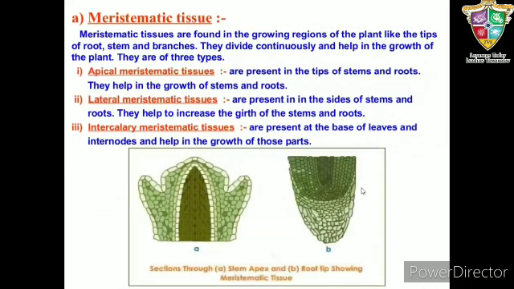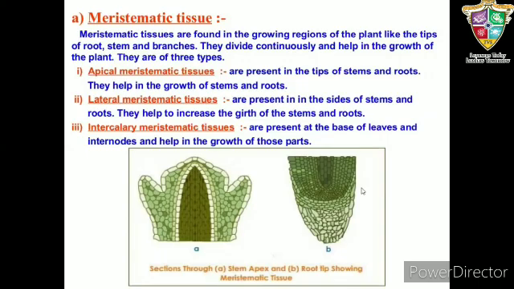Now let's study about the meristematic tissue. The cells of meristematic tissues are similar in structure. They have thin cellulosic cell wall. Each cell contains dense and abundant cytoplasm with a large nucleus. They contain few or no vacuoles. They are metabolically active. These cells grow and divide repeatedly.